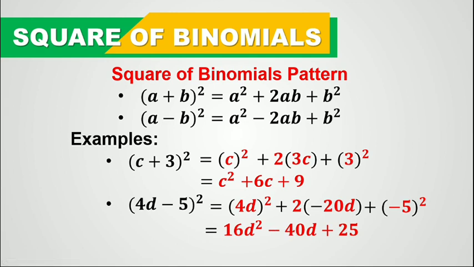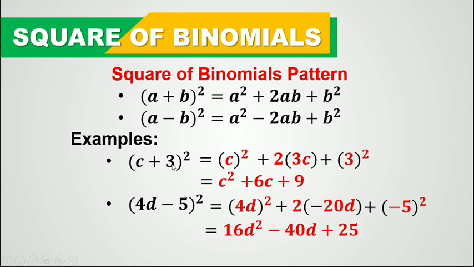And then you just have to copy d. So positive 2 times negative 20d, that's gonna be negative 40d, plus negative 5 squared, that's gonna be positive 25, because when you square a negative number, the answer is always positive. So this is the answer. So if you are going to apply the pattern, for example this one, you just have to square the first term, c squared, twice the product of the first and the second term.